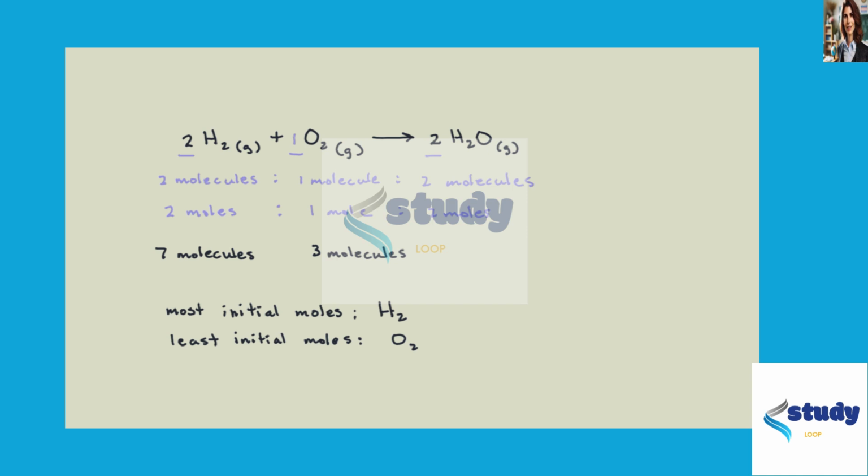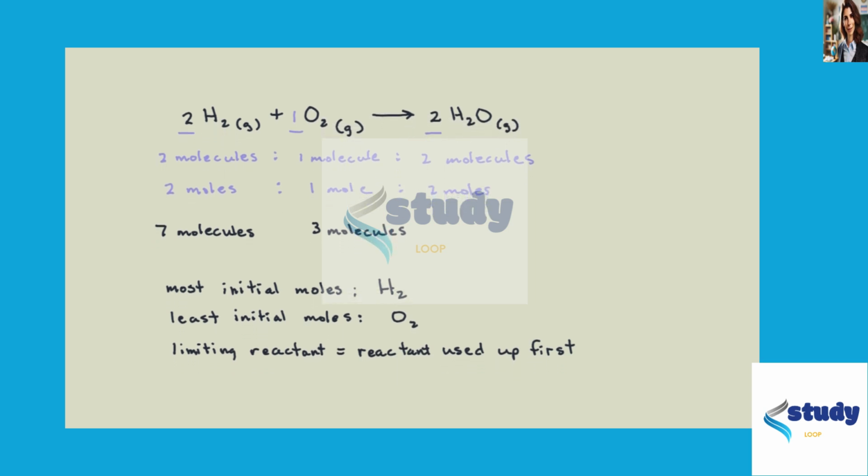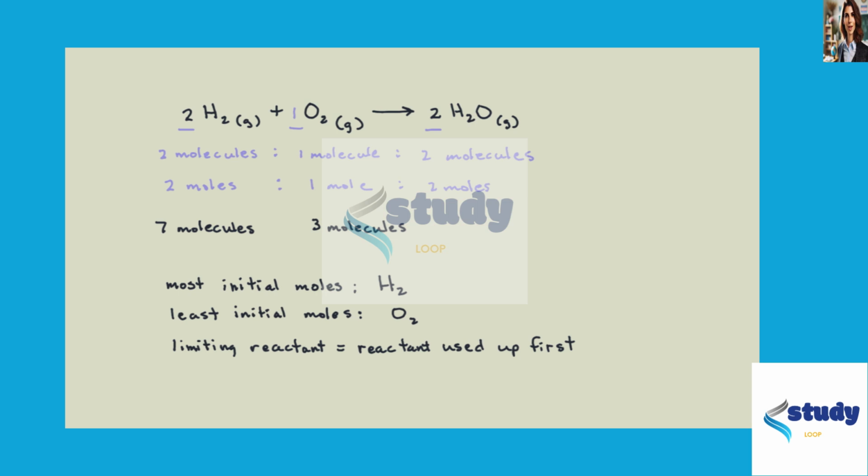All right, then we want to know the limiting reactant. The limiting reactant, by definition, is the reactant used up first in the reaction. When it's used up, the reaction will stop, and therefore we won't make any more product. So that's how it limits the amount of product being made. So we want to see which one is used up first.